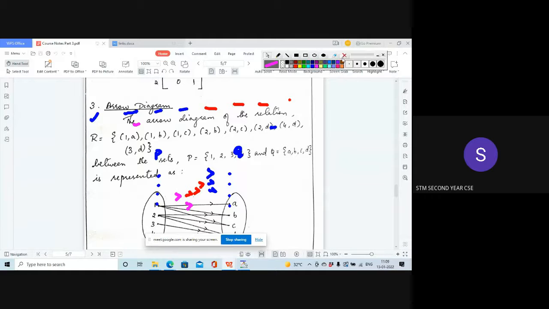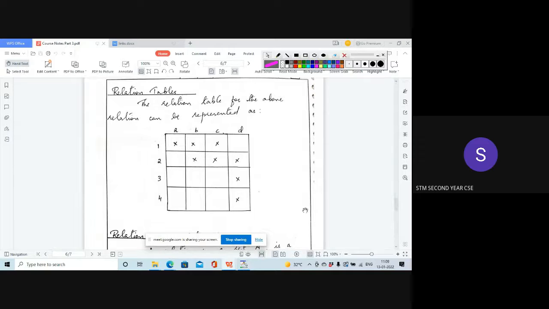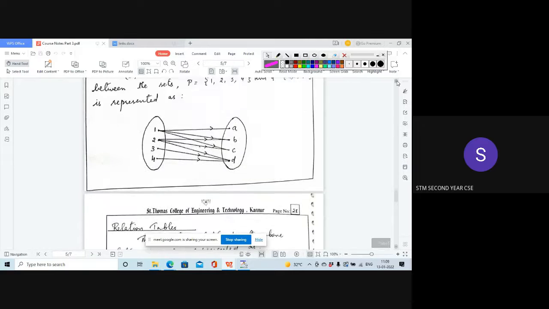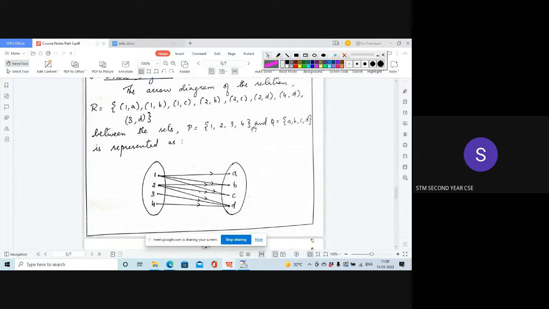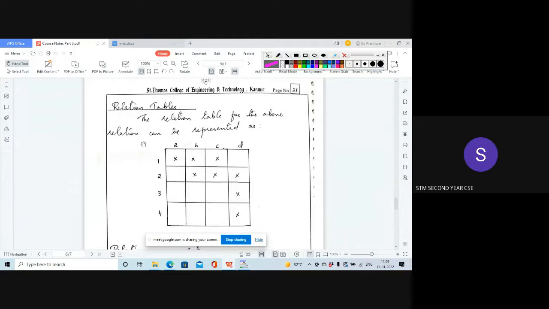Now the next method is using relation tables. The last method of representing relations is using relation tables. So let us take the same example, that is P is equal to 1, 2, 3, 4, Q is equal to A, B, C, D, and the relation R defined on it is this relation. Everything is given to you, we are just representing it using a table. So given two sets P and Q, we have to represent the two sets here.